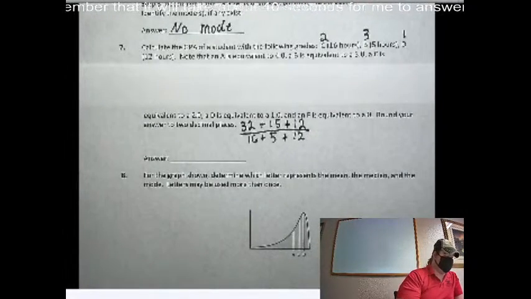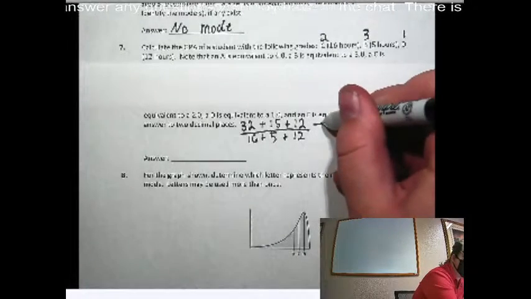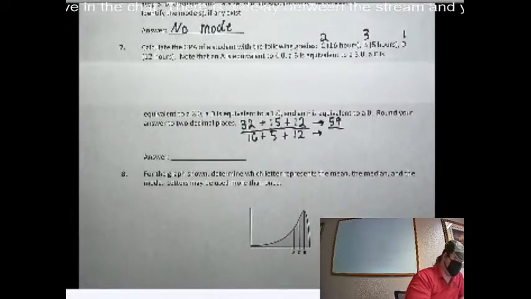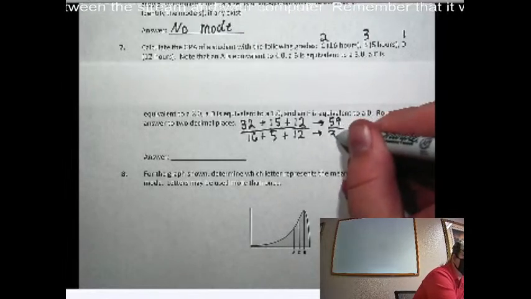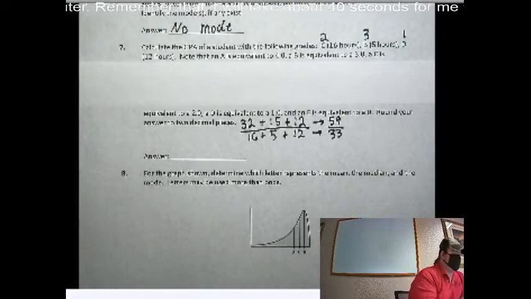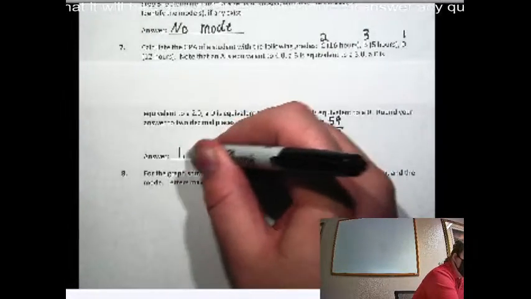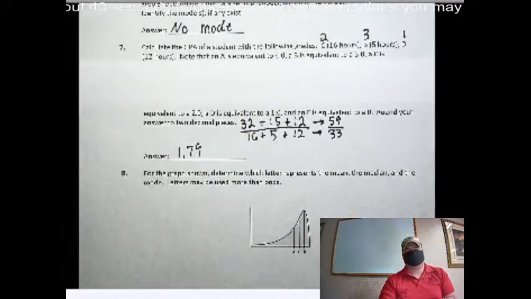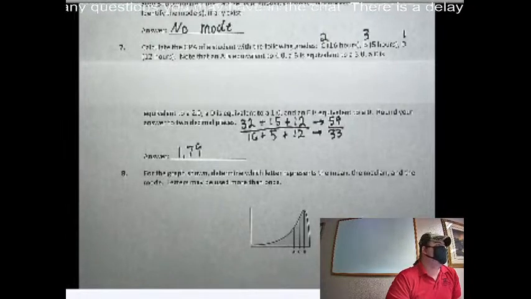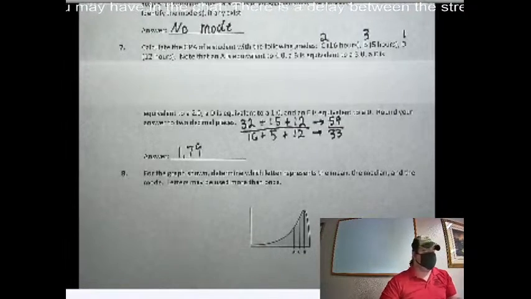Okay, so now we just need to calculate this. Let's see, 32 plus 15 plus 12 is 59. And then 16 plus 5 plus 12 is 33. And now we just divide, so 59 divided by 33 is 1.79 if we round. Any questions? Makes sense? Okay. Next.